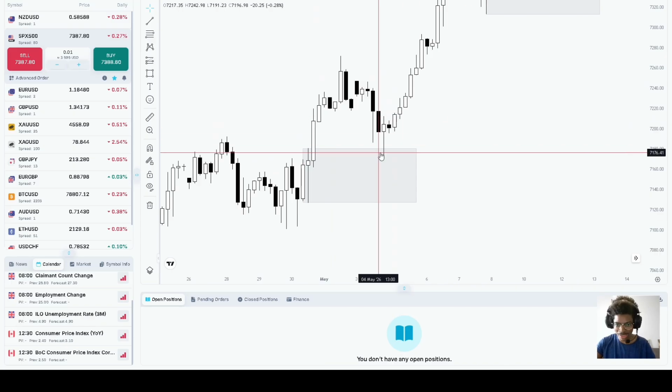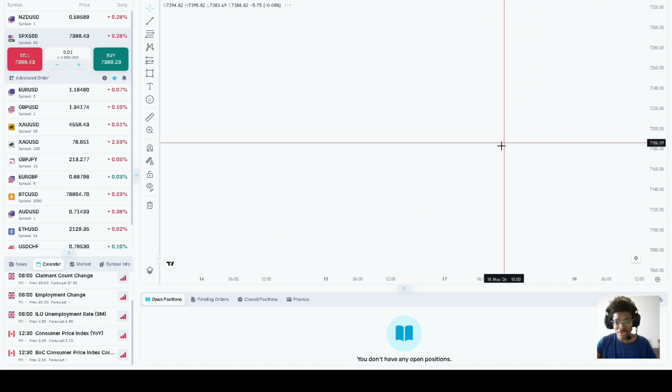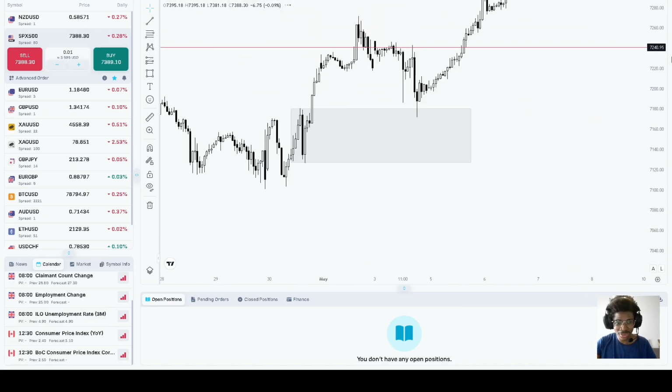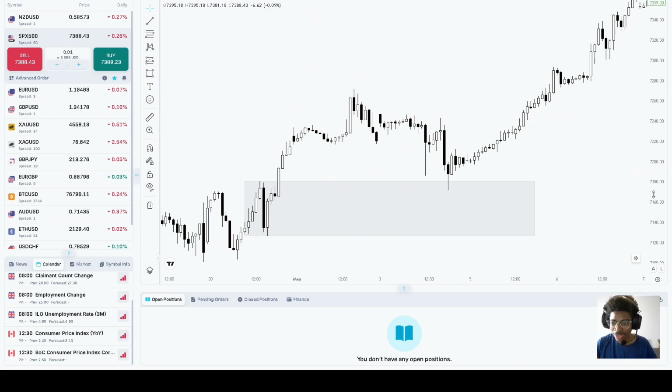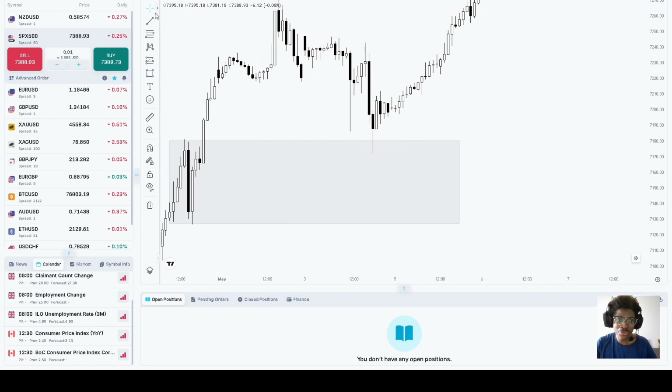What do we do? Price has tapped into it on the 4-hour time frame. What do we do? We don't enter for a trade, ladies and gentlemen. We go to the 1-hour time frame. Okay, 1-hour time frame. What do we want? We draw a recent line, no, recent consecutive candles.